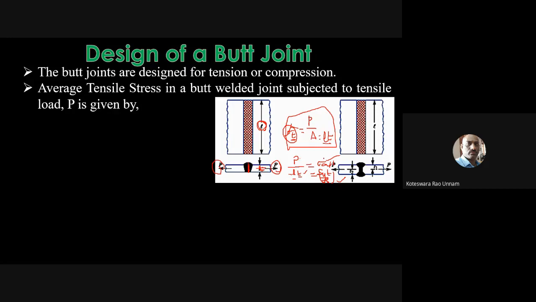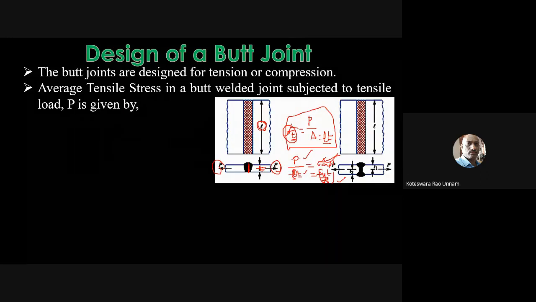In that case they'll give the sigma t value, the p value, and any one of these two. Let us say L is given and you are asked to calculate t. That is a design problem. Or else they may give the sigma allowable value, the p value, and the t value, and ask you to calculate the L value. So that is what we can call a design problem.